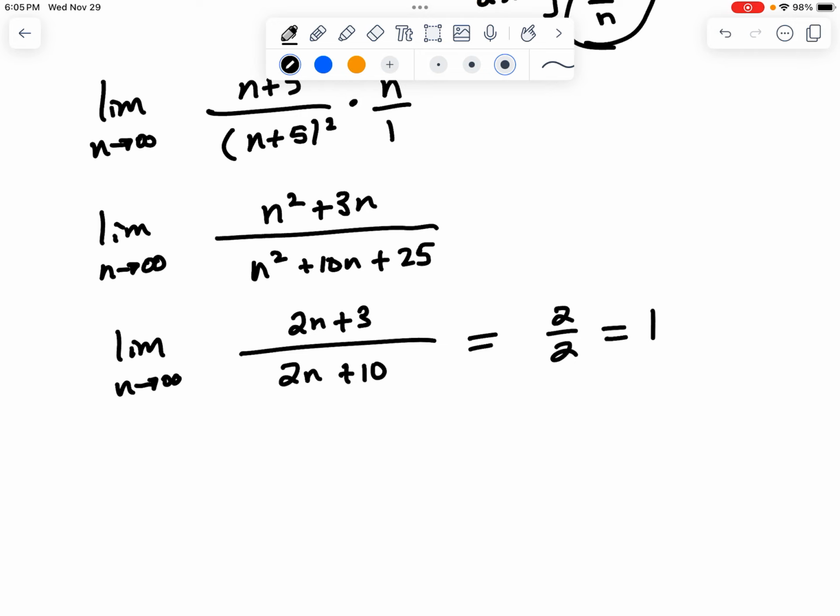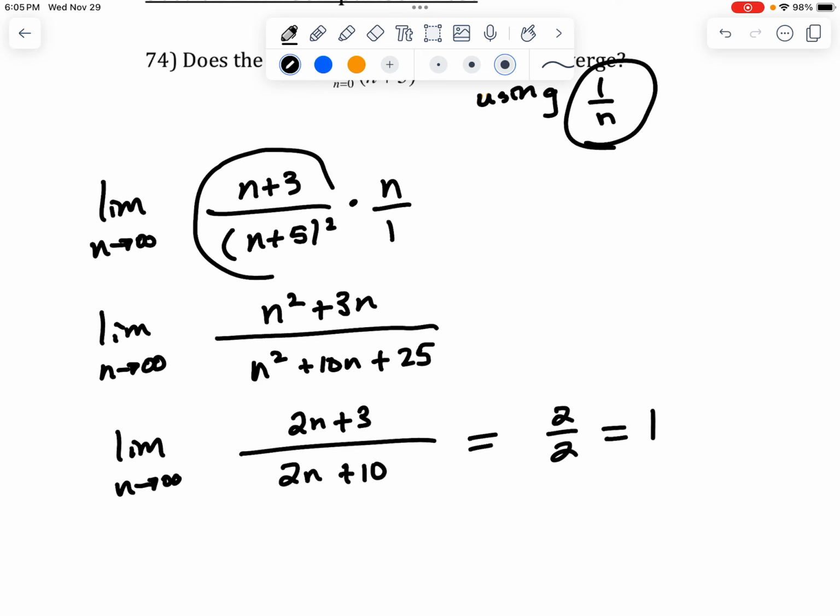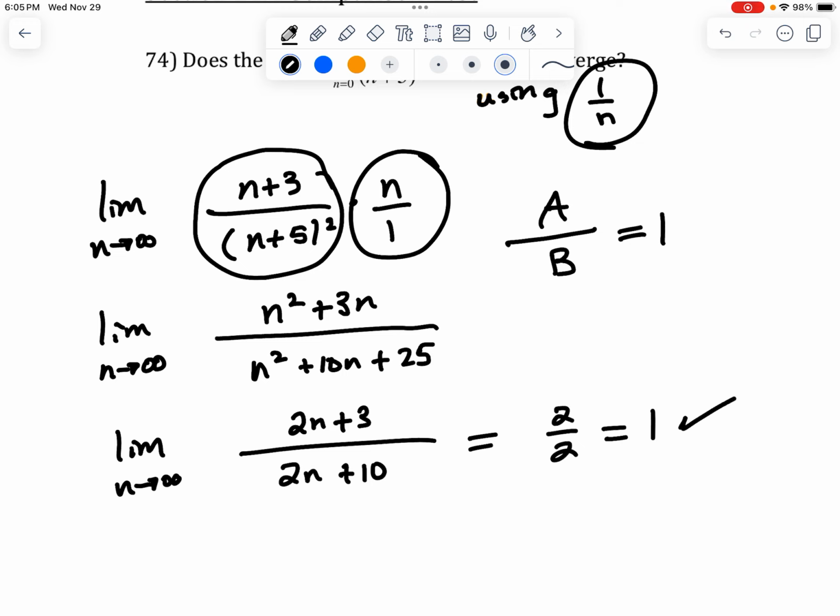And so basically that's saying, in the long run, when you divide these two, so if you have a divided by b, and you get a 1, which is what we got, then that's essentially saying that a is equal to b. And if one of them adds up to infinity, then the other one has to add up to infinity. Therefore, it diverges. But the second method was definitely much faster.